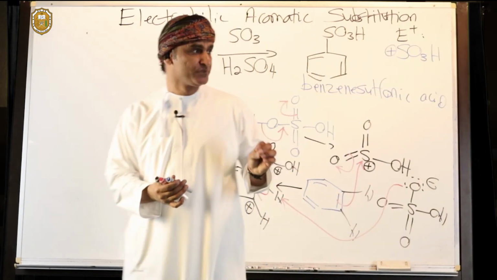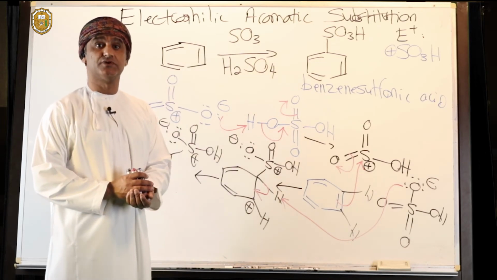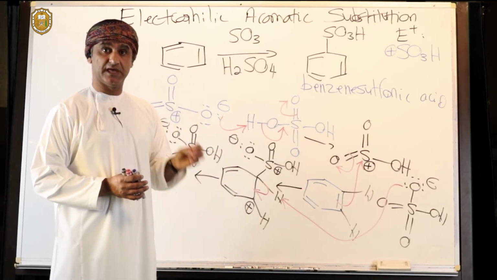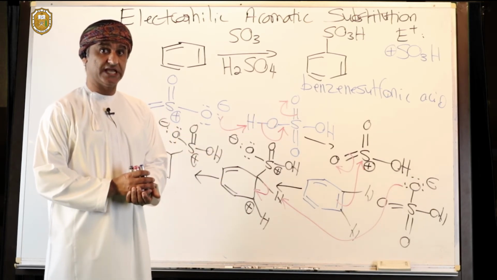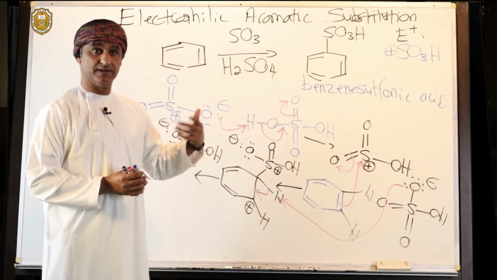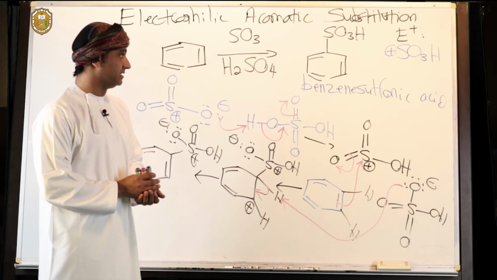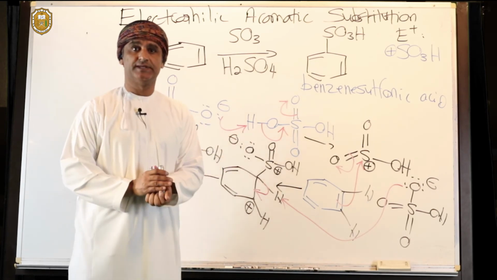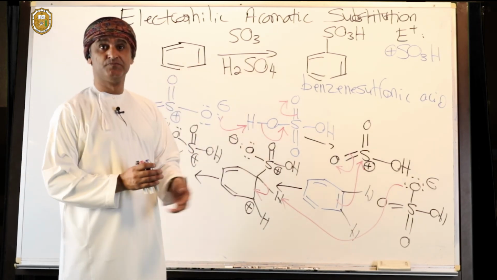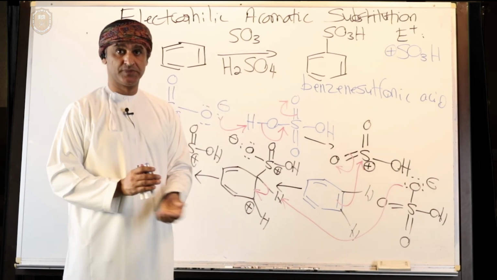The initial step is a reaction between sulfur trioxide with sulfuric acid to give the SO3H electrophilic intermediate that is required in this sulfonation reaction. Now that electrophile is then reacted with benzene to give the final product, which is benzene sulfonic acid. So this is another example of an electrophilic aromatic substitution reaction when benzene reacts again with sulfur trioxide in the presence of sulfuric acid to give benzene sulfonic acid.